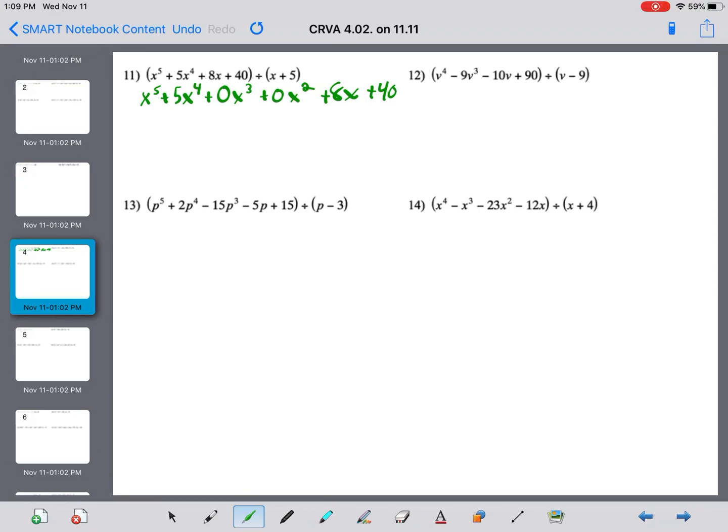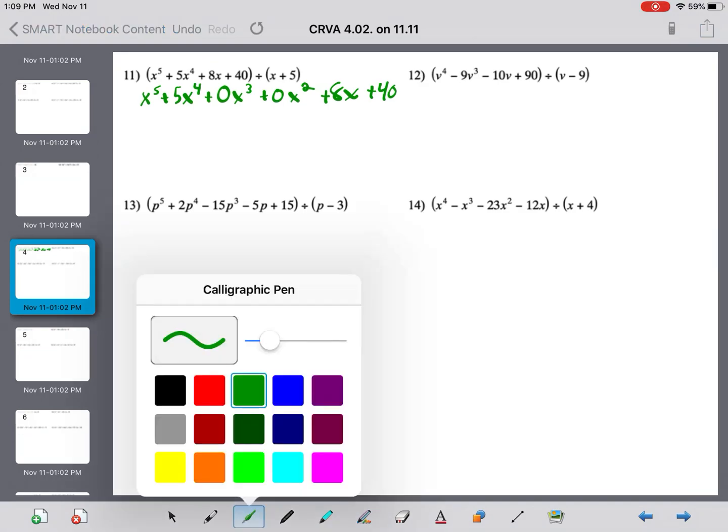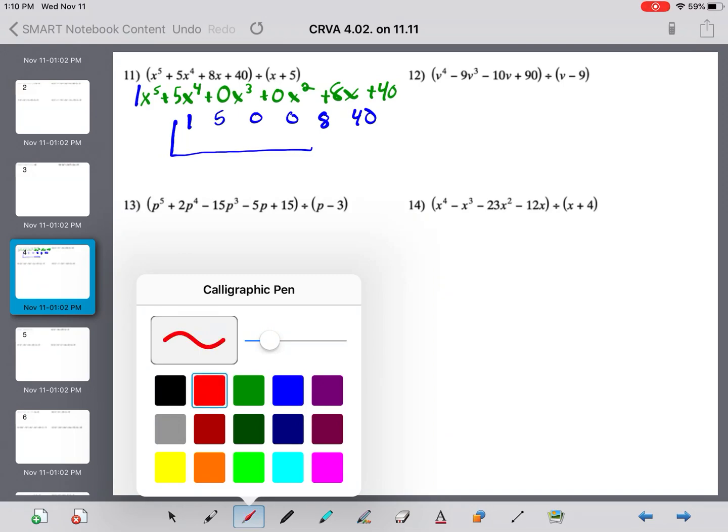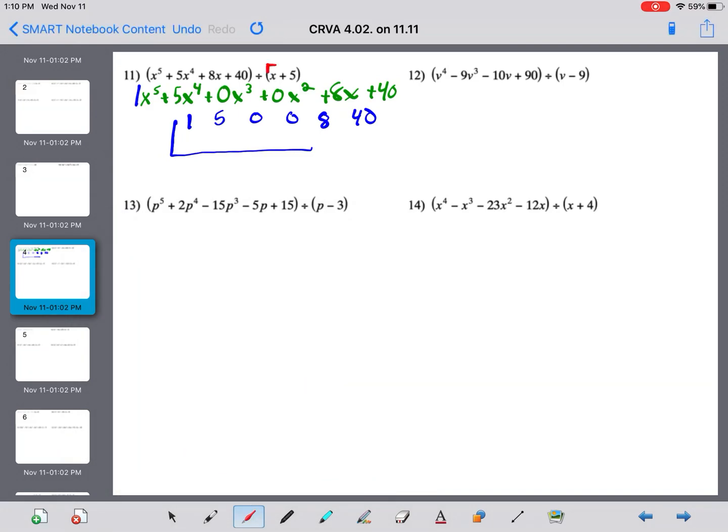We are missing x squareds and x to the 3rds, so the coefficients of those terms are zeros, and I need to put those in standard form or descending order. So now that I acknowledge those zeros, I can proceed. My coefficients are 1, 5, 0, 0. Those zeros are so important. 8 and 40. This beautiful machine we call synthetic division only works if we acknowledge zeros and place values.